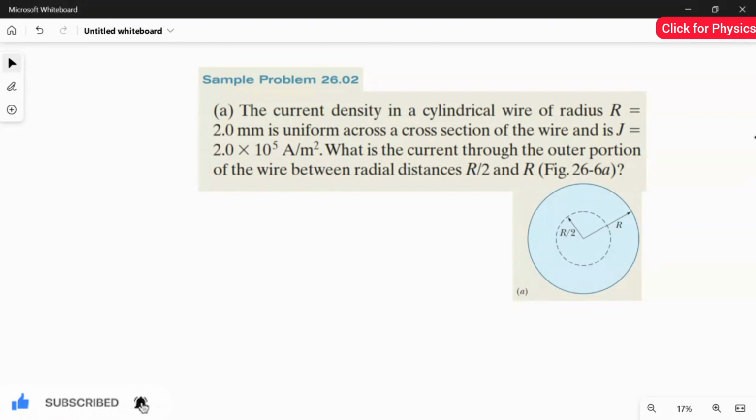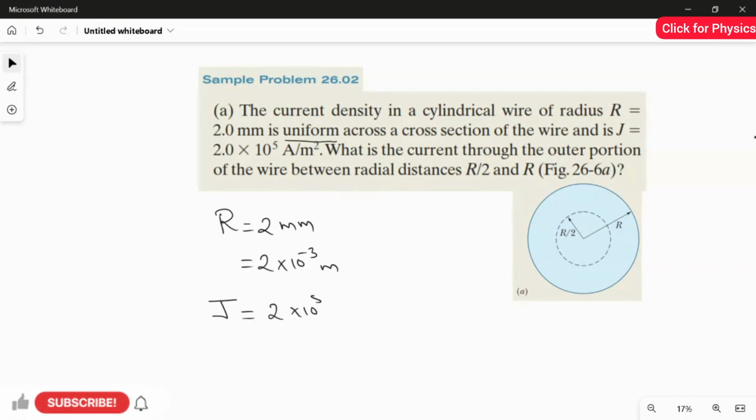Now we have to find what should be the current flowing through this radial distance. Between the radial distance, what should be the current? We have to find. And also they clearly mention it is uniform. If it is uniform, then the current density formula J is equal to current divided by area. Okay, let's write the given first, and after that we will proceed one by one. So in this question, the radius value is given as 2 millimeter. So in terms of meter, it is 2 multiply 10 power minus 3 meter. And the current density value J is given as 2 multiply 10 power 5 ampere per meter square.